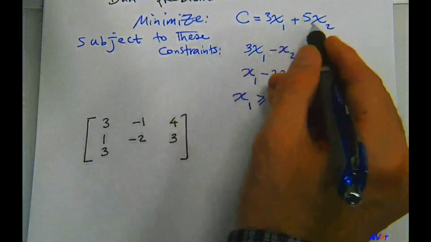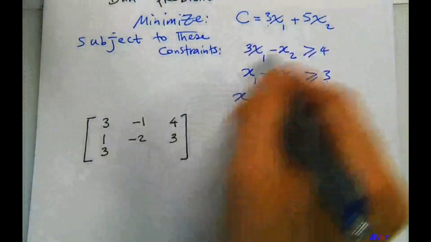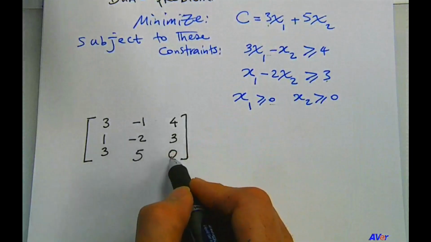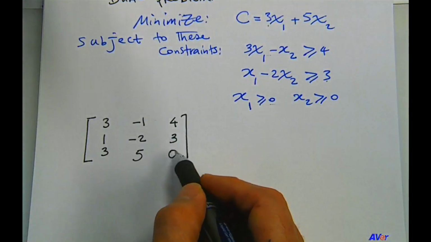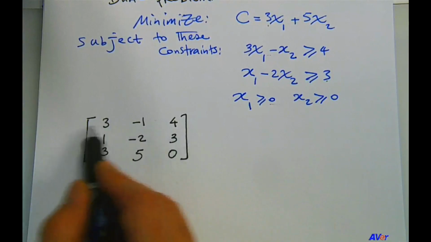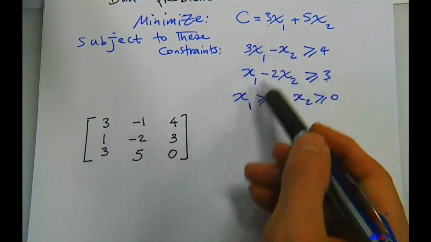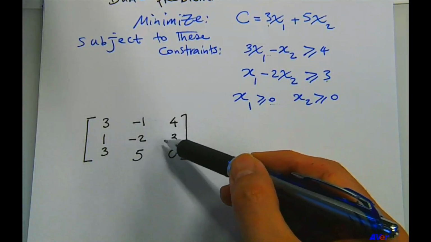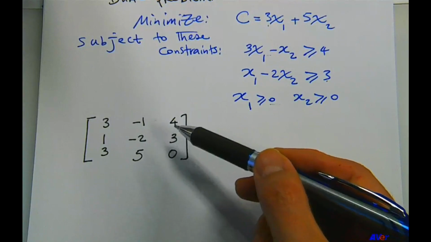So 3, then for x2 we have 5, and then of course 0, always 0 in the last column at the bottom row. So this is our objective row. These top rows, these numbers are coming from the constraint inequalities. Okay, so this is our original matrix of coefficients.